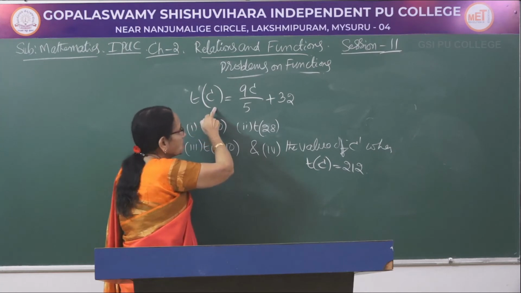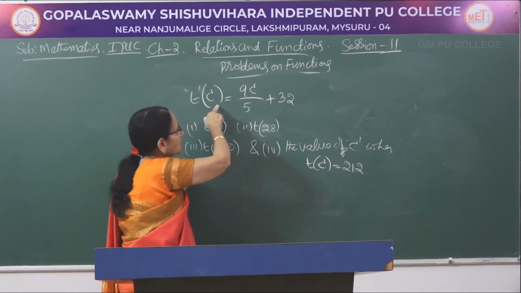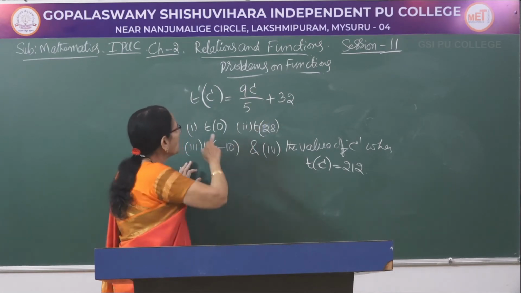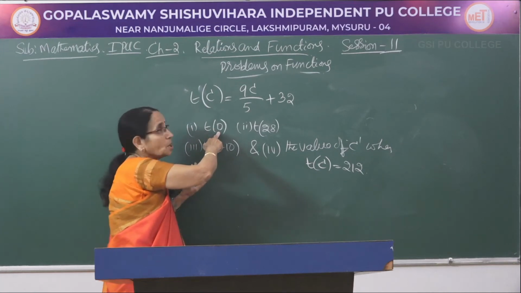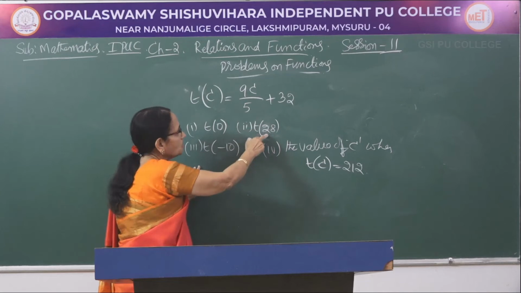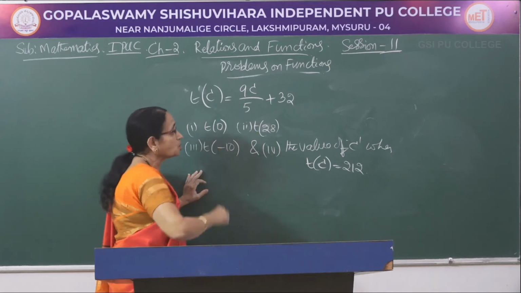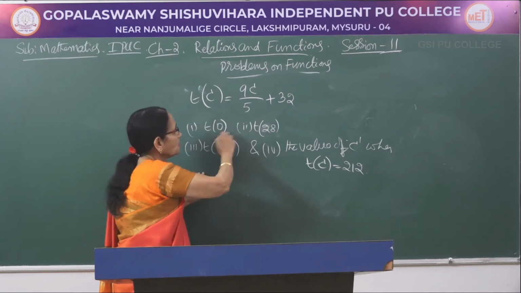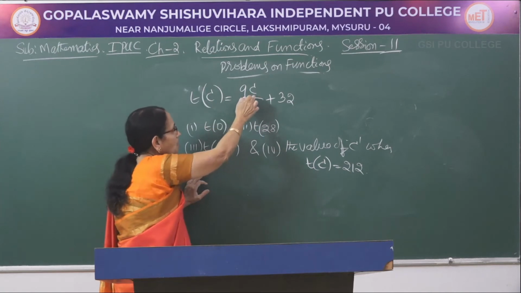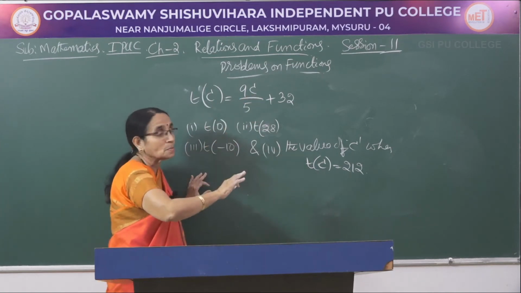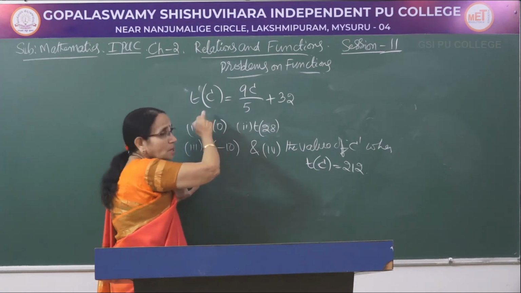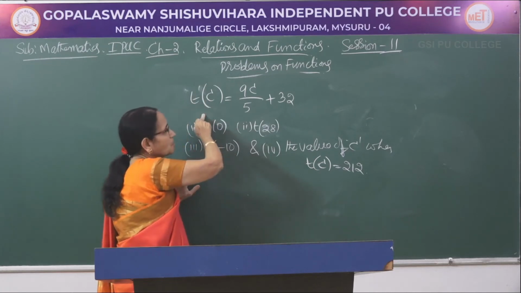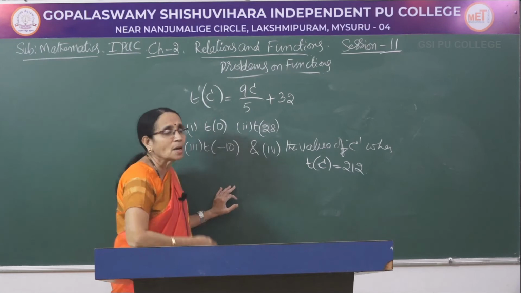So, instead of f of x, I have written T of C equal to 9C by 5 plus 32. Now, wherever C is there, you are supposed to write the value. Here, first one 0, second problem 28, third problem minus 10. In the fourth one, the value of T of C is given, the left hand side is given here. In the first three cases, C is given, you have to simplify and get the value of T of C. Whereas in the fourth part, the left hand side is given, you have to find C. That is the only difference.